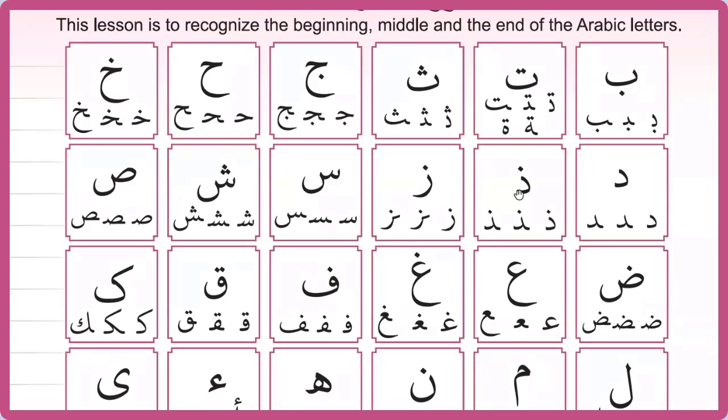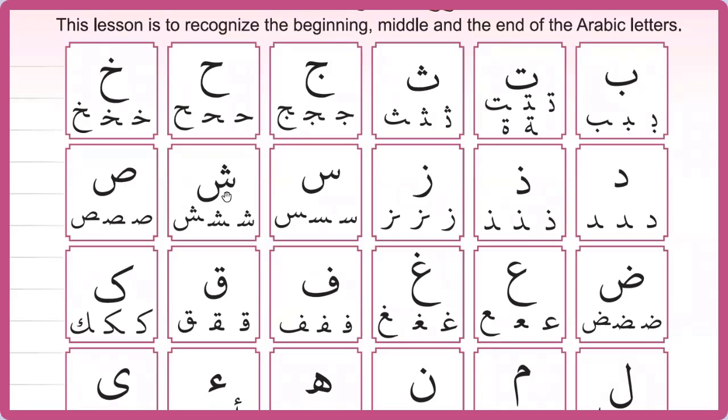Dal is a soft letter, a tongue letter, but in za there is a buzzing sound, a honeybee sound, zzz, okay? And these are the three different shapes of za: beginning, middle, and end. Then seen. Seen has a sharp whistling sound, and you can see this is the beginning, middle, and end.